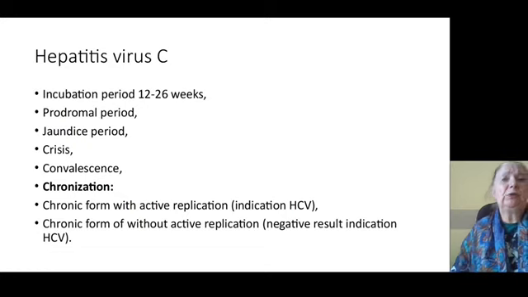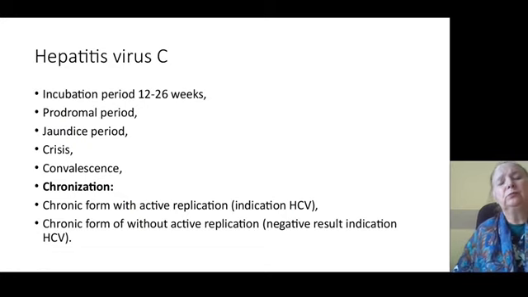Let's speak about the clinic of infection. Incubation period is from 12 up to 26 weeks. And it's characterized by a prodromal period. Prodromal period is characterized by asthenia, dyspepsia, arthralgia, general malaise, combined variants. Then the period of jaundice. Period of jaundice lasts from some days up to some weeks.